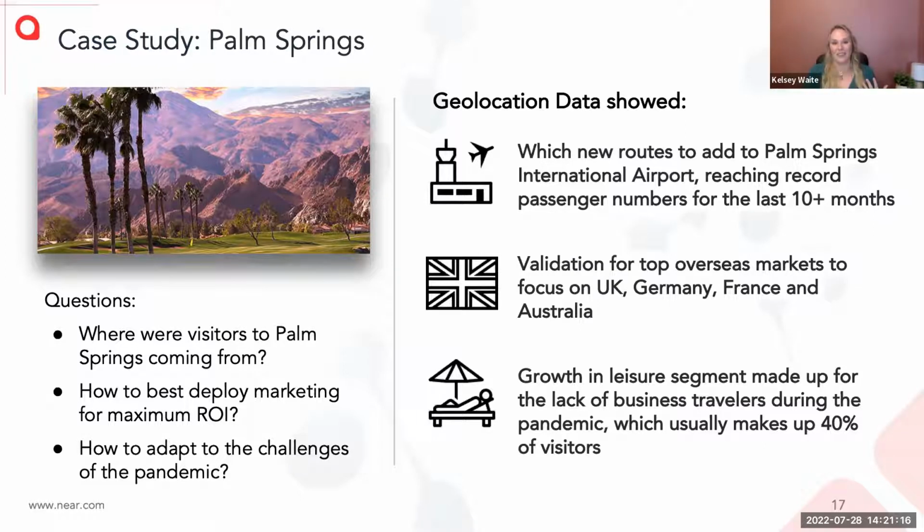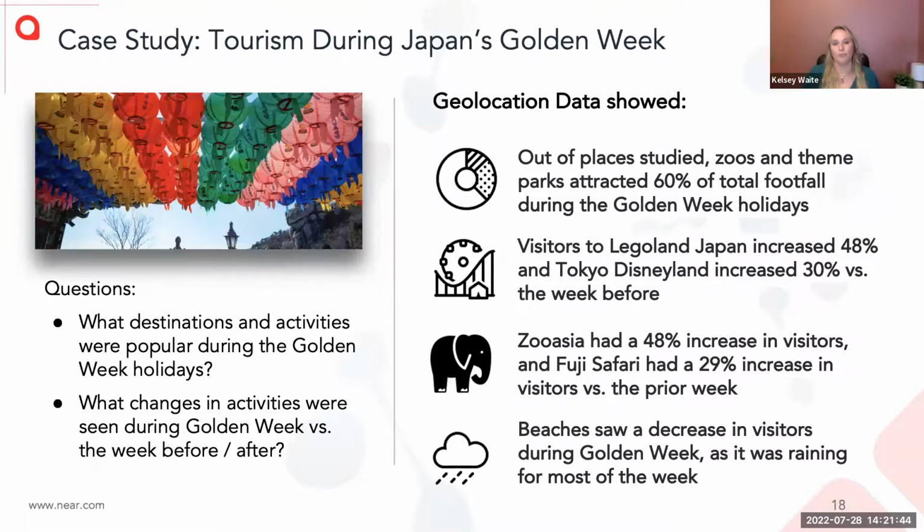And then we also were able to show them that they were validated for top overseas markets when they were focusing on the UK, Germany, France, and Australia. We also saw that the growth in leisure segment made up for the lack of business travelers during the pandemic. And business travelers usually make up about 40% of visitors. So it was great to have that piece of it filled in with the leisure segment.